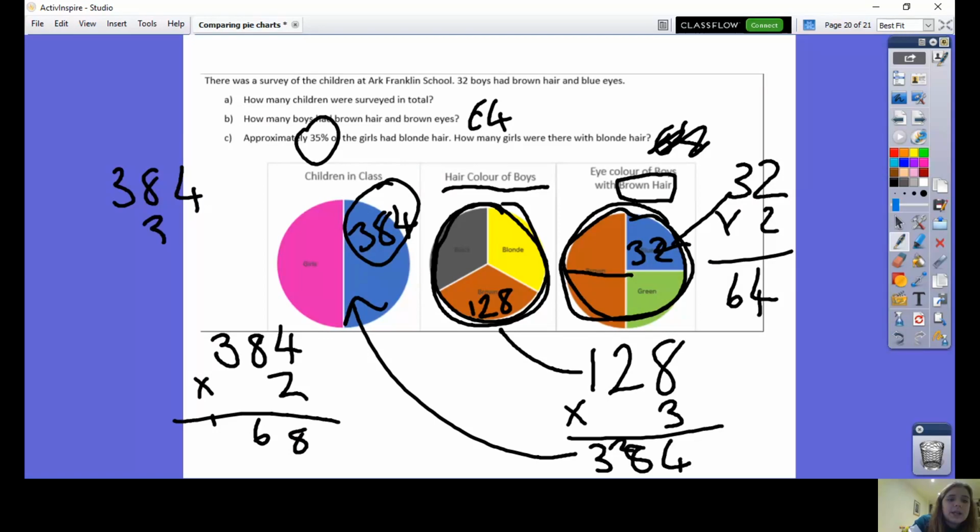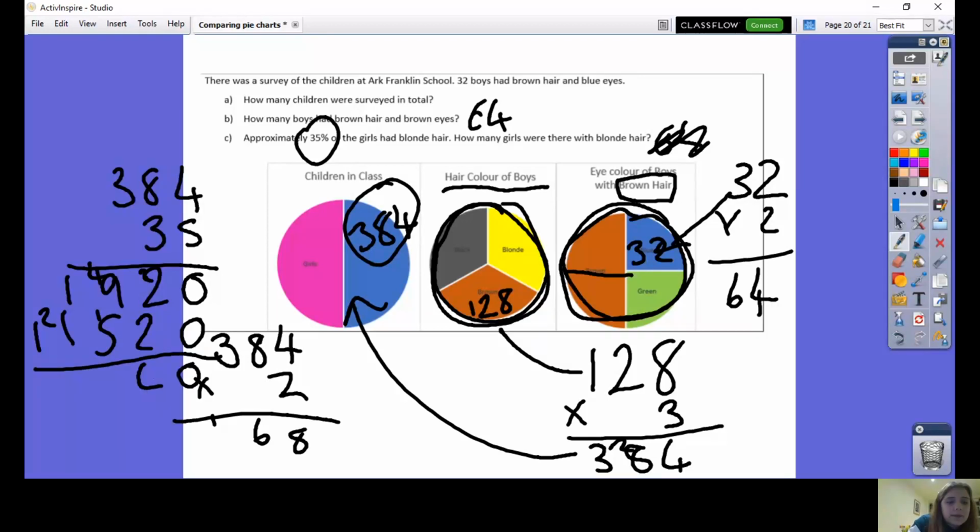384 times by 35. 5 times 4 is 20. 5 times 8 is 40. Add the 2 is 48. 5 times 3 is 15. Add 4 is 19. 0, 12. 3 times 8 is 24, add 1 is 25, 3 times 3 is 9, add the 2 together, that's 11. Add that all up, and now put in your decimal point. Okay, how many girls were there with blonde hair? I can't have 134.4 girls, it's approximately 35%, so I just need to round that. I'm going to just round it down to 134.